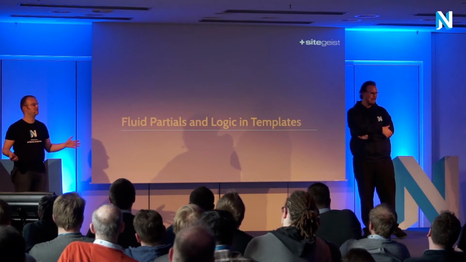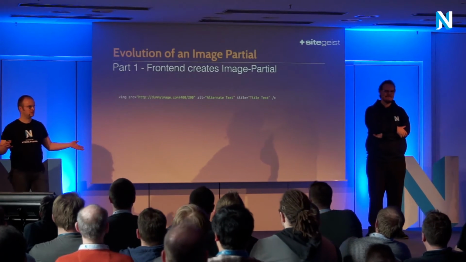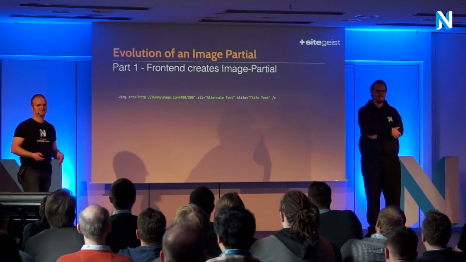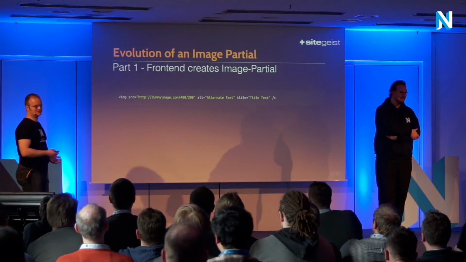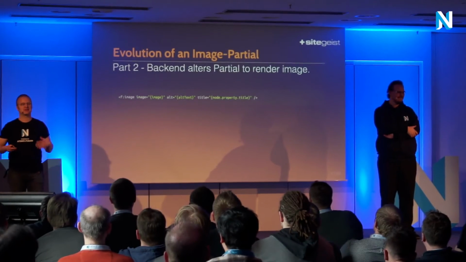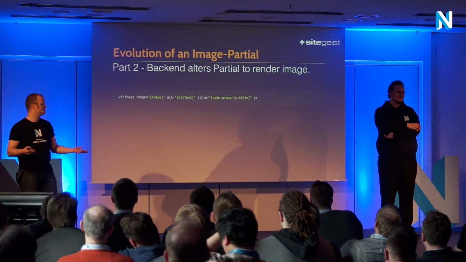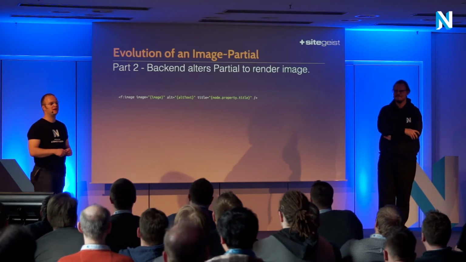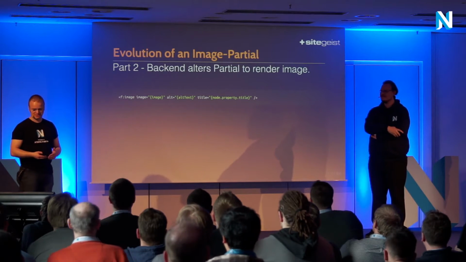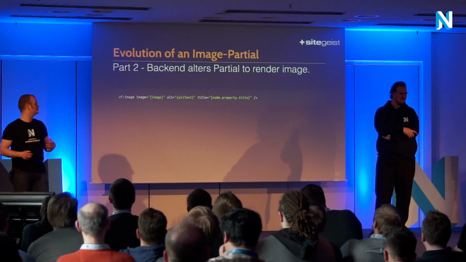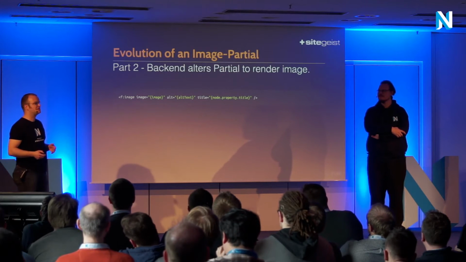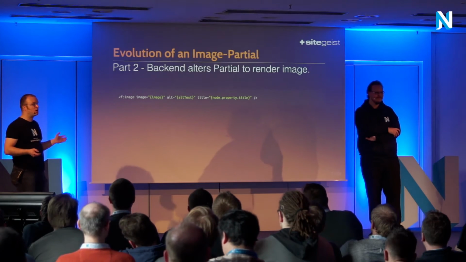I want to show you the evolution of a partial. In the beginning, a front-end developer handed over a simple image tag to the backend. It's very beautiful, just a tag with some attributes. So what can go wrong? Well, first thing the backend does, it switches the image tag through an image view helper. By doing so, the partial gets a dependency to the NEOS node domain model, and all the attributes are replaced by curly braces. So maybe the front-end developer will still recognize it, but not all of them will.